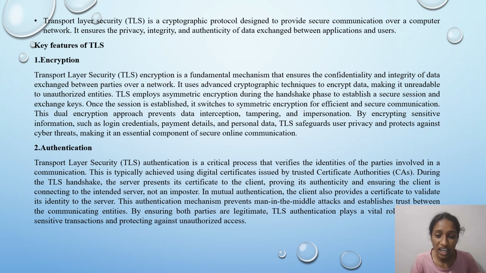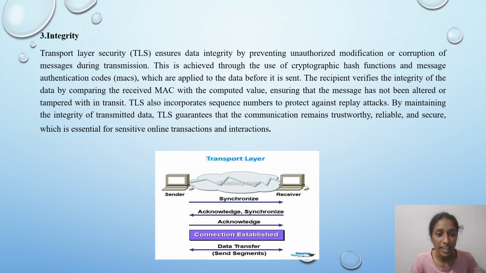In mutual authentication, the client also provides a certificate to validate its identity to the server. This authentication mechanism prevents man in the middle attacks and establishes trust between the communicating entities. By ensuring both parties are legitimate, TLS authentication plays a vital role in sensitive transactions and protecting against unauthorized access. Third is integrity. Let's see how integrity works in the transport layer protocol.